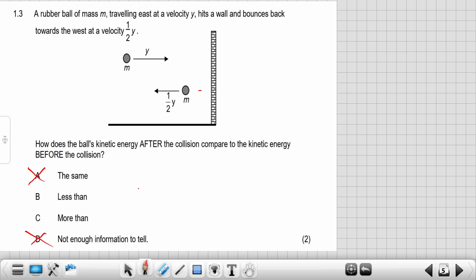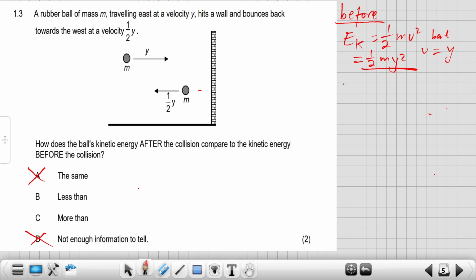I will start and say, before, I have EK equals half mv squared, but v is equal to y. That is the information that is given. So this equation here will just be half m y squared. So this is the kinetic energy before.